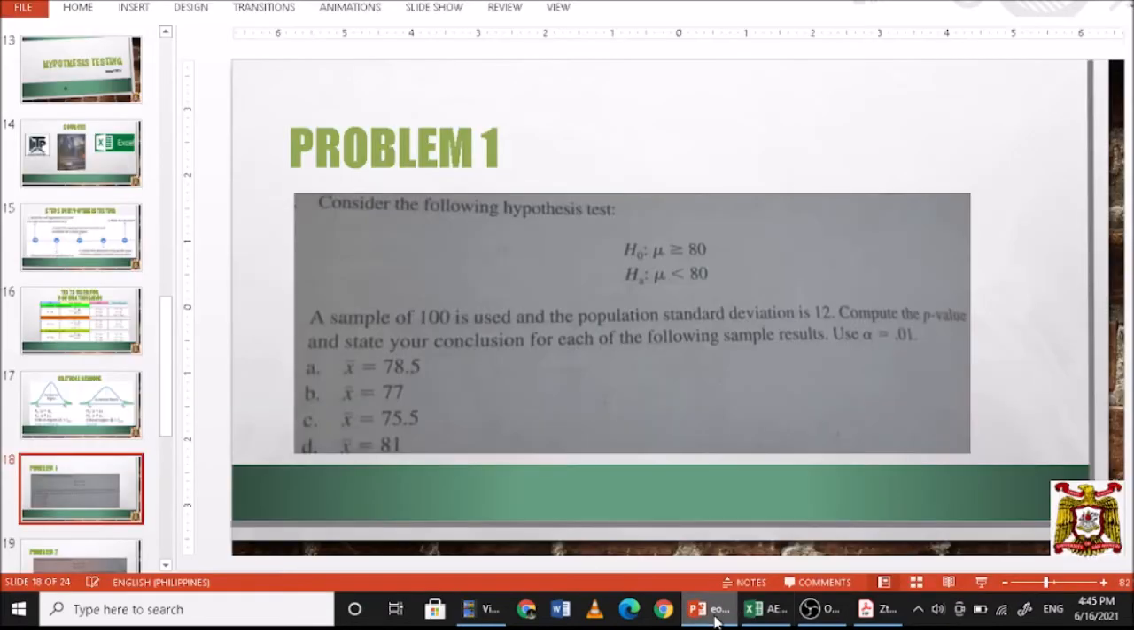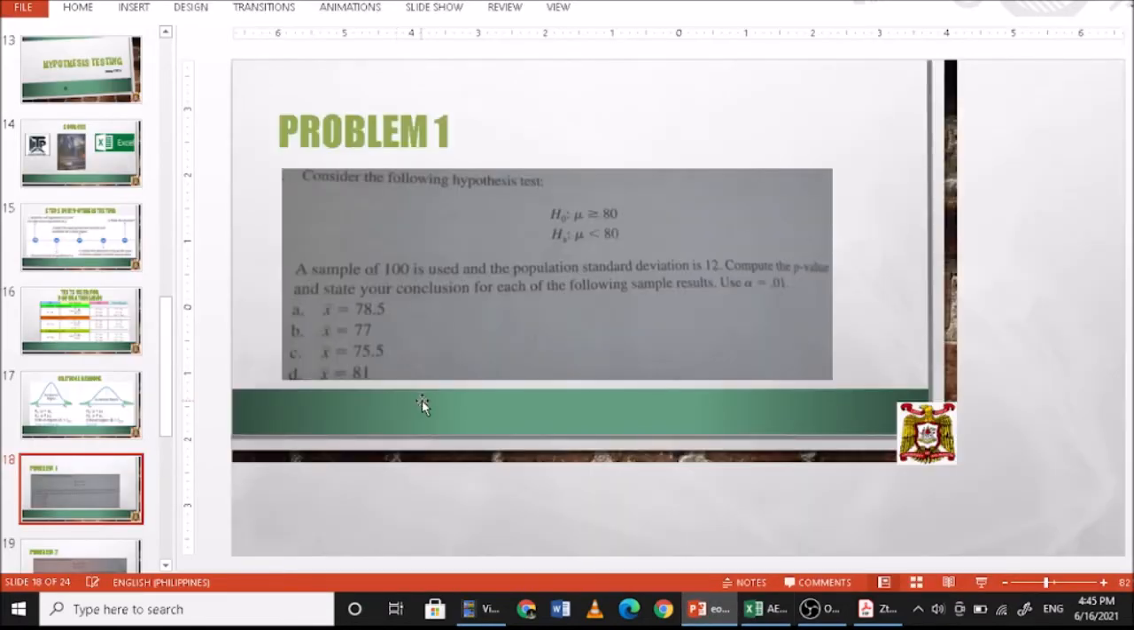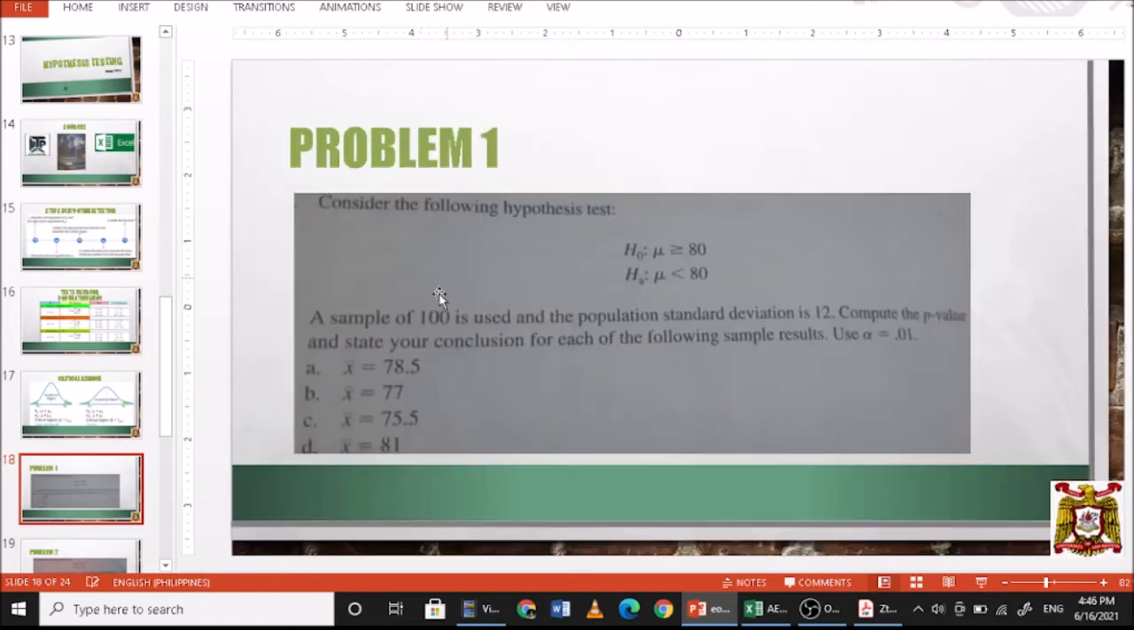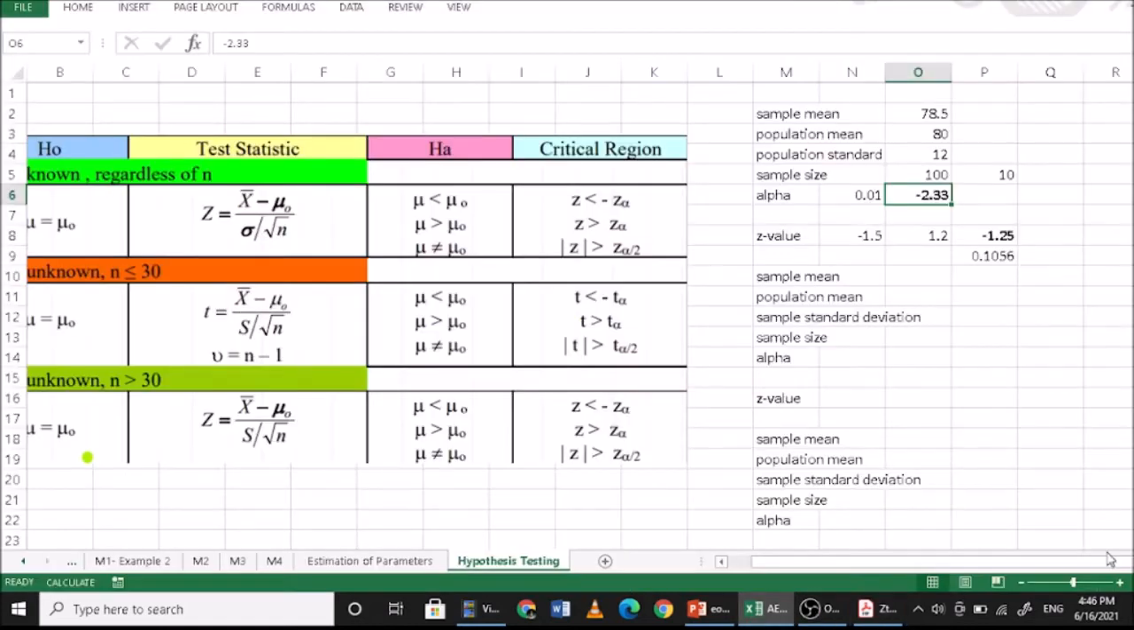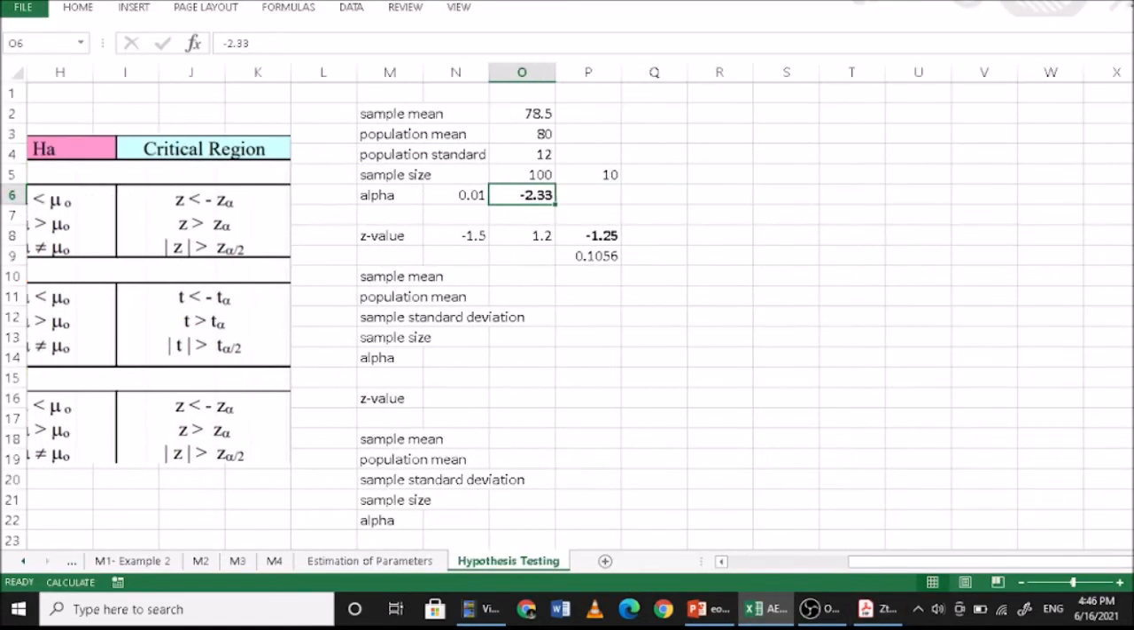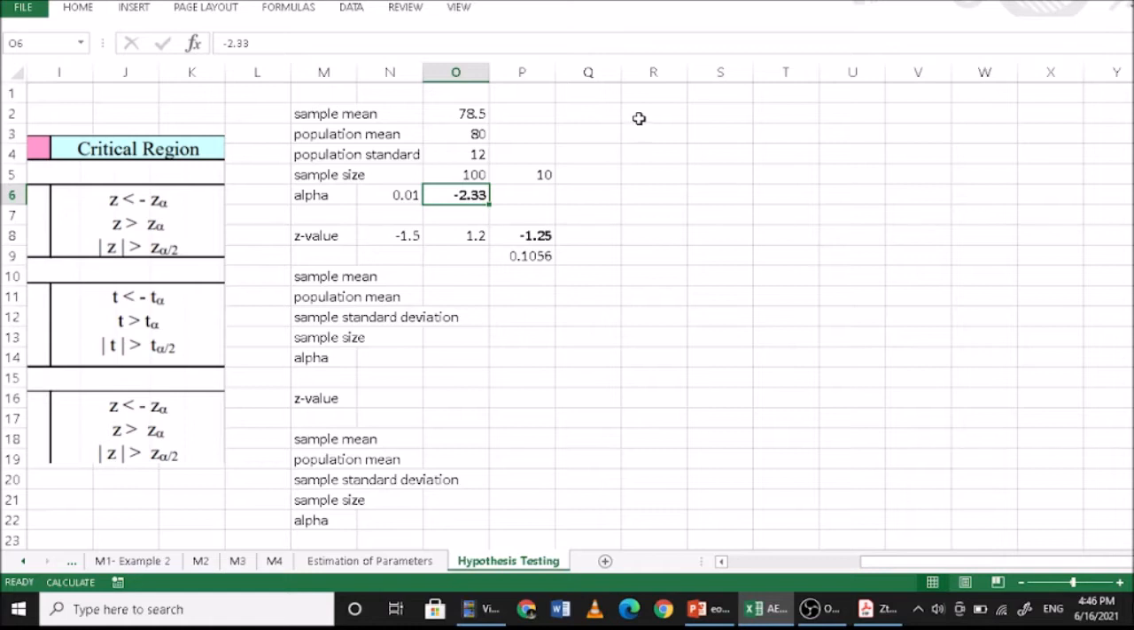Since there is a given here that's greater than 80, let's also compute for x bar equal to 81, since 77 and 75.5 are also less than 78.5. Let's compute for this one, 81, still with this alternative hypothesis that the population mean is less than 80. So let's use 81.